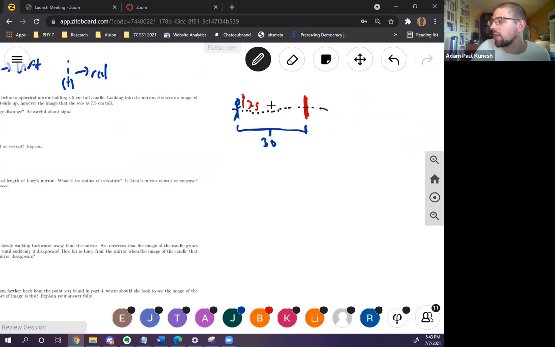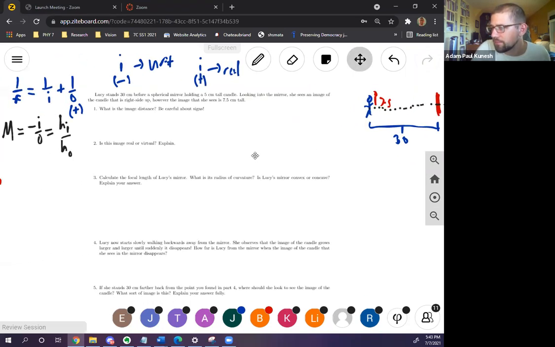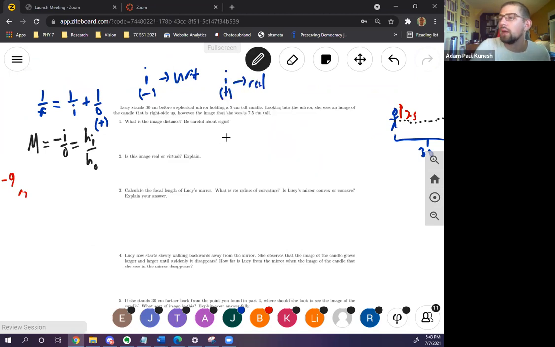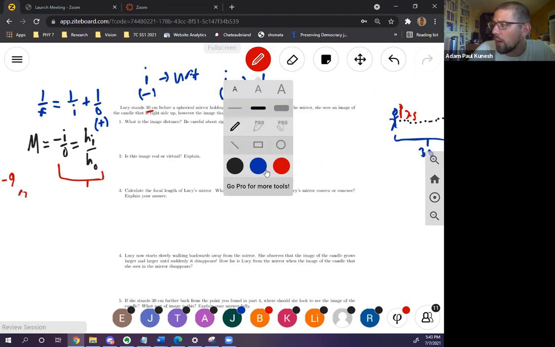So our candle is 5 centimeters tall. It's telling us that there's an image 7.5 centimeters tall somewhere else. So let's find the image distance. We can find it by manipulating this part of our magnification equation. Notice that we have both heights, 7.5 centimeters and 5 centimeters. We also have the object distance: Lucy's 30 centimeters away from the mirror. So we can just calculate.